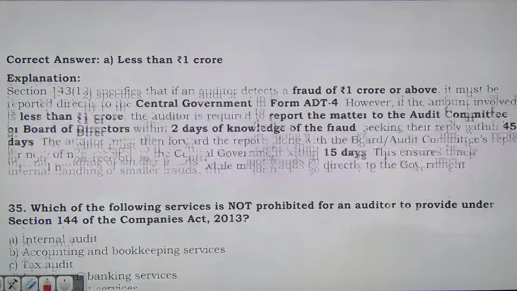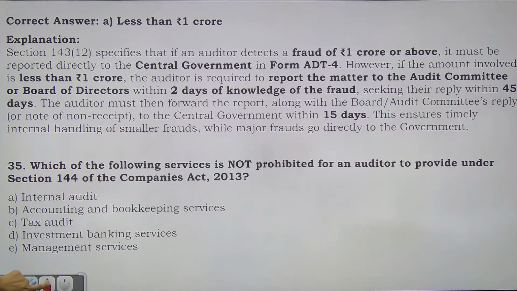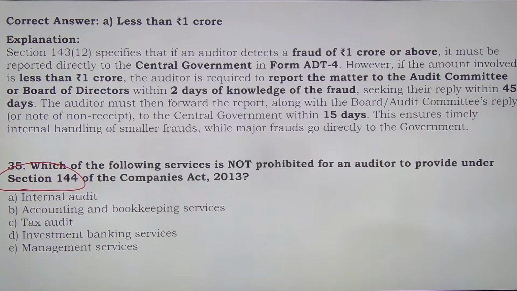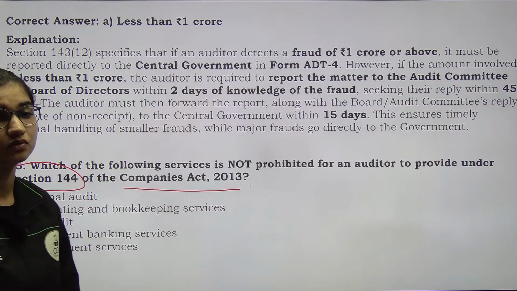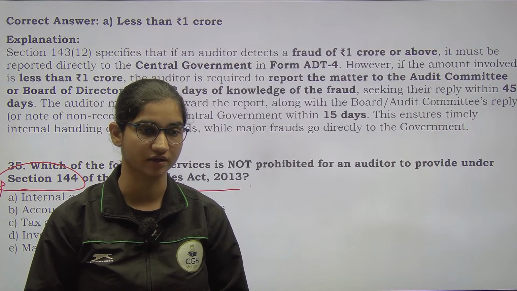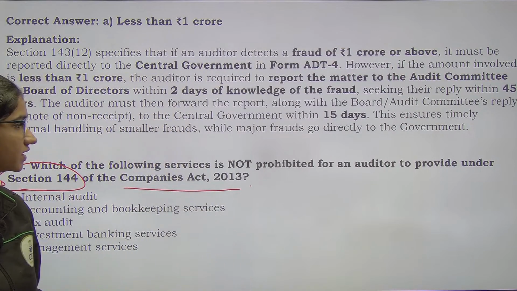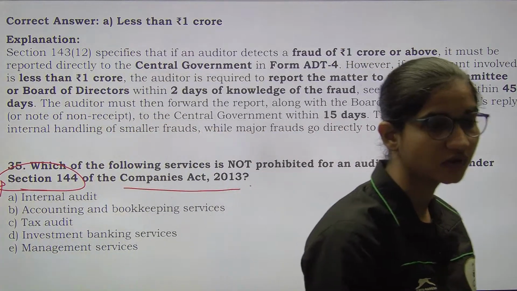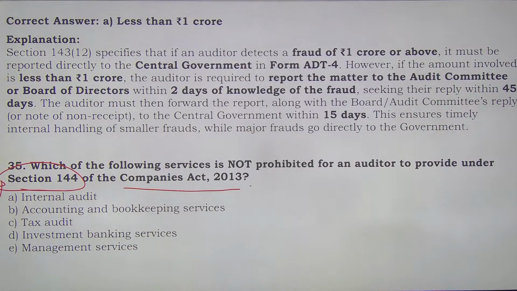Now we are moving forward to the next question. Next question is asking you about section number 144. Which of the following services is not prohibited for an auditor to provide under section number 144 of the Companies Act? According to this section, there are certain services that cannot be provided by an auditor, but there is one service from these options the auditor still can provide. So you have to tell the answer for that service.